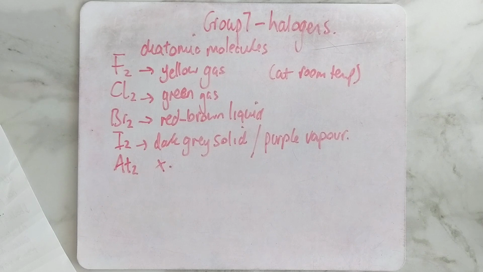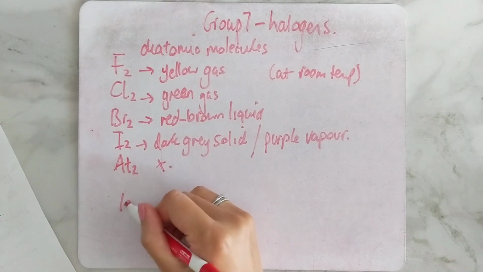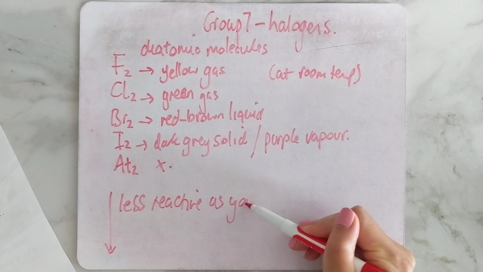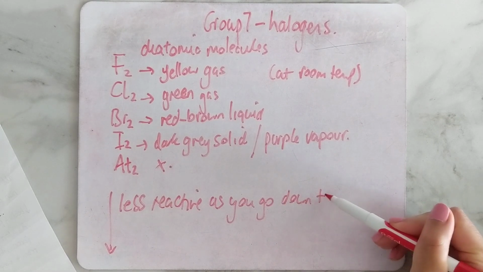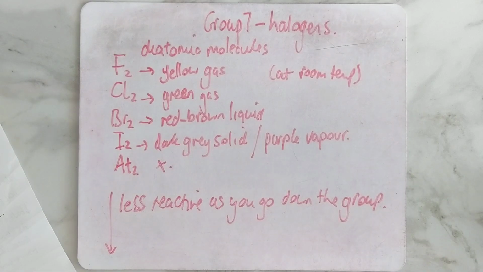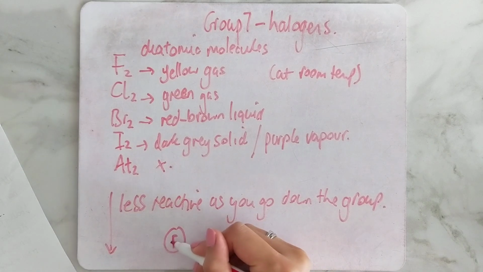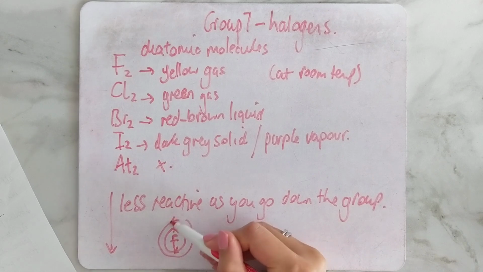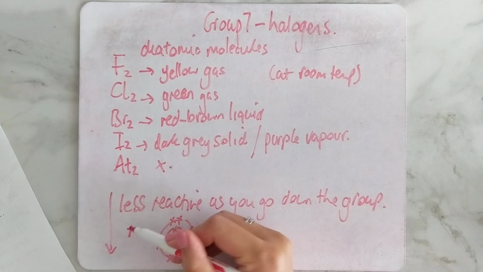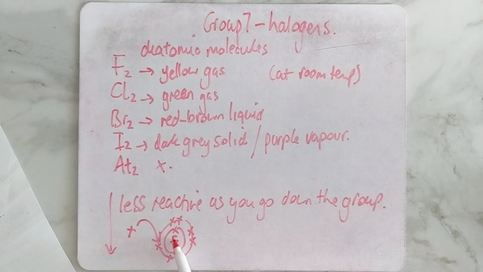Okay, so going down the group, they get less reactive as you go down the group. So fluorine, therefore, is the most reactive. And this is because it's harder to gain 1 electron when the shell is further away from the nucleus. So for example, fluorine, because it's in group 7, it will have 7 electrons in its outer shell. It can easily attract another electron because the positive nucleus can draw that electron in quite easily.